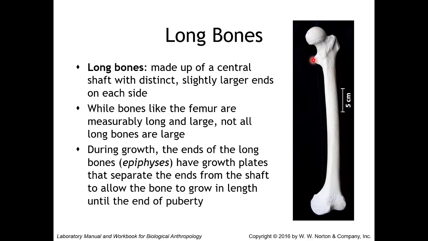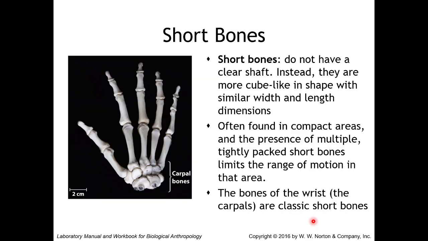So during growth, the ends of the long bones, your epiphyses, have growth plates, and they separate the ends from the shaft, and they allow then that bone to grow in length until the end of puberty. That's why this is also known as the diaphysis. This is the epiphyses, 2 sides. Right. Then we have short bones. Really quick before I talk about short bones, you can see here the long bones of the finger, right? They have the central shaft and they have the 2 slightly larger ends, the epiphyses.